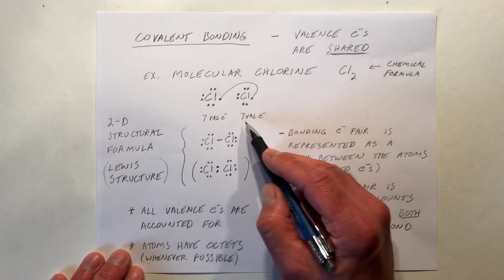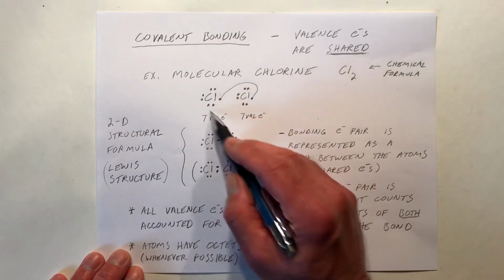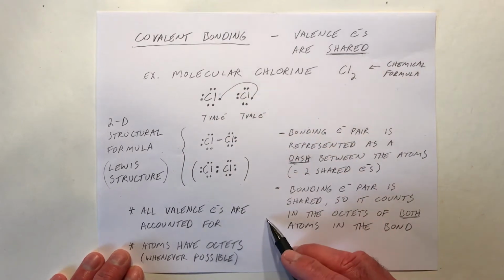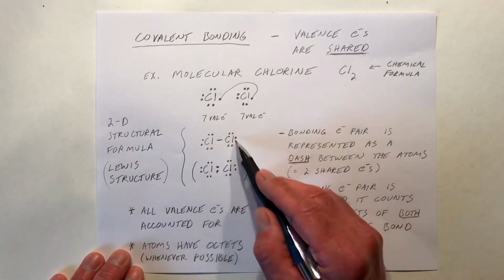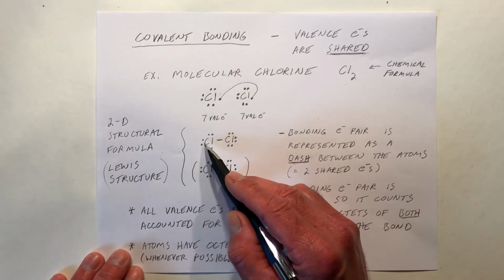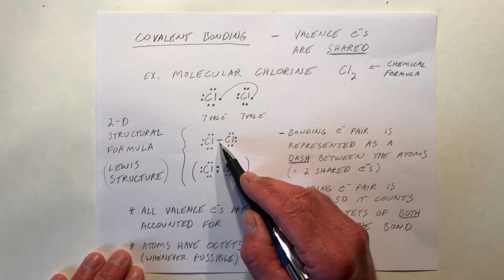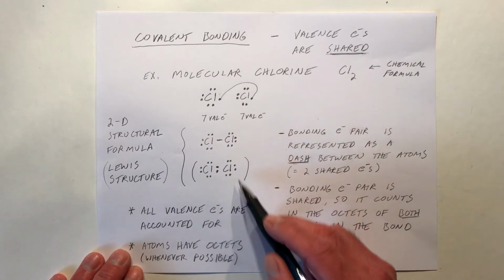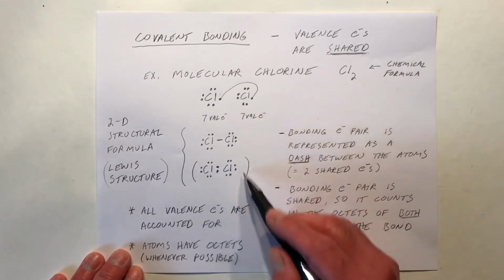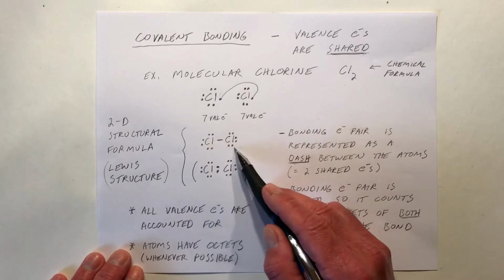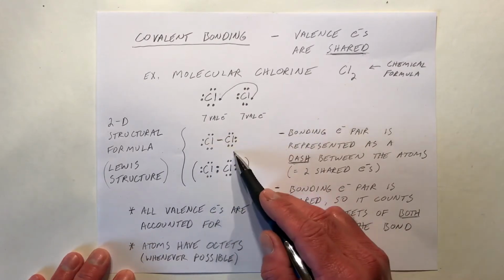We started with 7 electrons and 7 electrons, so 14 electrons total around those 2 atoms. If we count the valence electrons here, we have 2, 4, 6. Remember, the bonding electrons are 2 electrons represented by that dashed line, so that's 2, 4, 6, 8, 10, 12, 14. We have all 7 and 7, 14 electrons represented here in this representation.